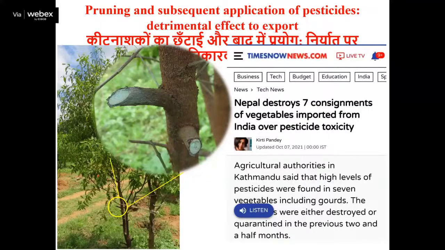India has pesticide toxicity. Even countries like Nepal are saying no to the vegetables produced in our country with pesticides. Now, I don't know, if chemicals are applied heavily on the sandal, which country is going to take your sandalwood oil? I don't know.